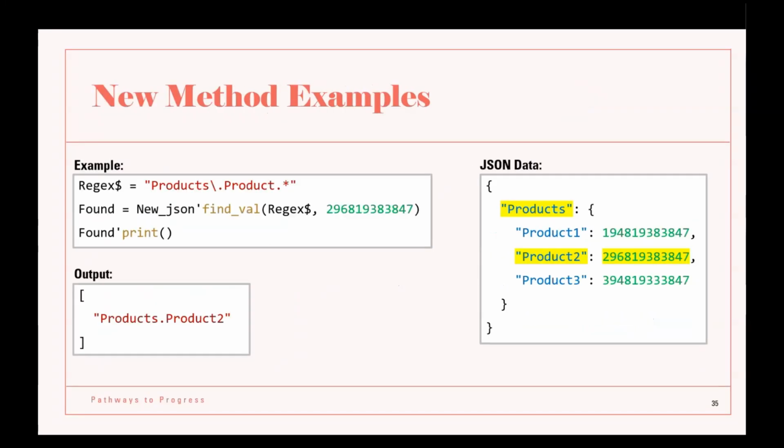Okay, now let's take a look at the new findVal function in action. We utilize a regular expression to look for any key that matches the pattern products.product, followed by any character, and it will add those keys to a return list if those tags are also equal to our value. So from the JSON data here on the right, we found the key products.product2, which has a value that matches what we were searching for. And we can see it's now been added to our return list here on the bottom left.